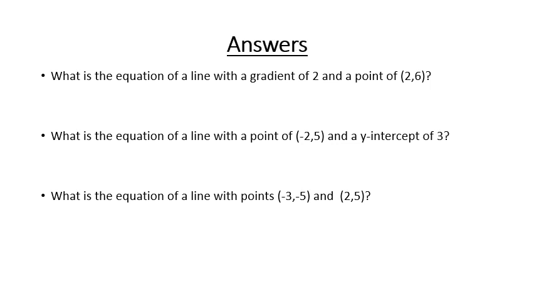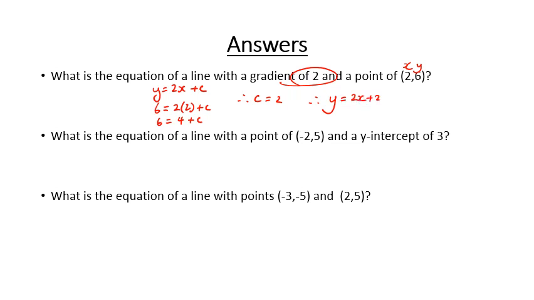First question, we've got y equals 2x plus c, because our gradient is 2. We then substituted our x and our y values in, so we ended up with 6 equals 2 lots of 2 plus c. This was 4, 6 equaled 4 plus c, therefore c equaled 2. Therefore our equation was y equals 2x plus 2.